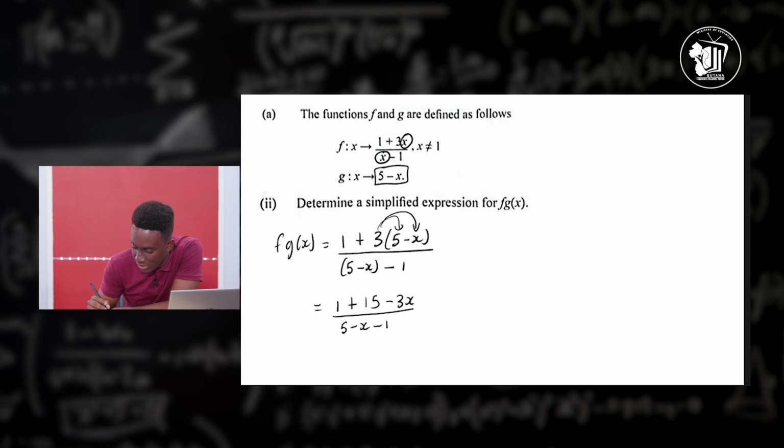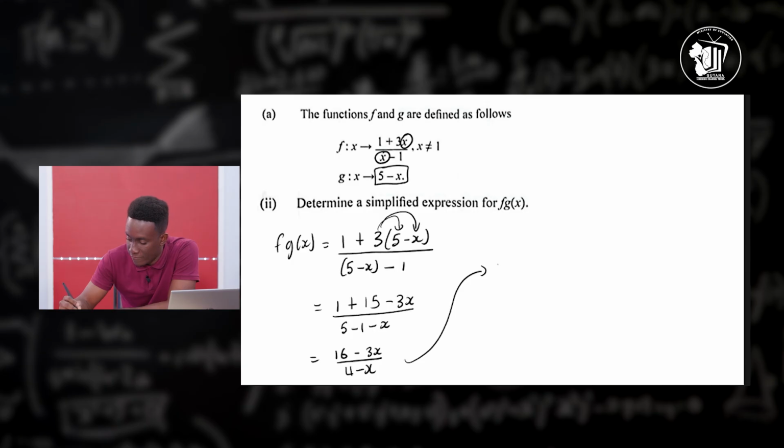So we can simplify the bottom here. We can put all the numbers together. So instead of this, we'll have 5 minus 1 minus x. So this will then give us 1 plus 15 would give us 16 minus 3x, all divided by 5 minus 1 would give me 4 minus x. Therefore, we can say fg of x is equal to 16 minus 3x, all divided by 4 minus x. And that is a simplified version of that.